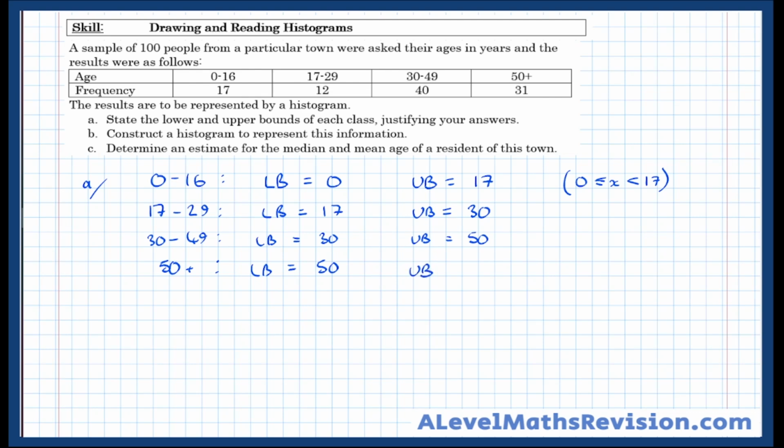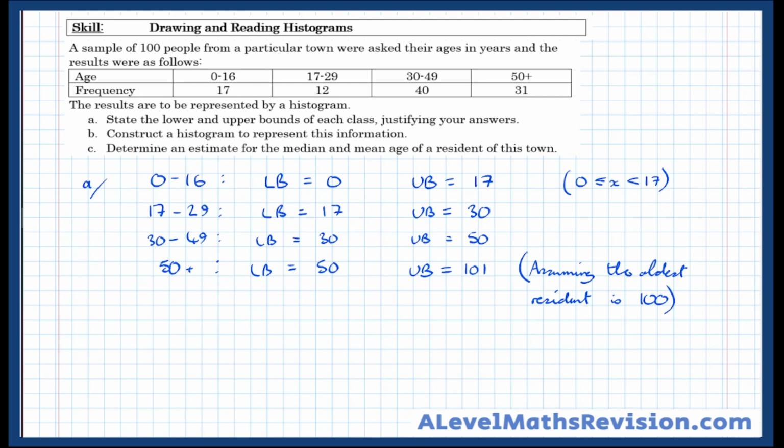Now, what I'm going to assume is that no resident can be older than 100 years old. Any sensible assumption will do, but that's going to be my assumption. No resident can be older than 100 years old. So that means my upper bound is going to be 101. And I'm just going to justify my answer, assuming the oldest resident is 100. So that there is me having stated the lower and upper bounds for each class and having justified my answers.